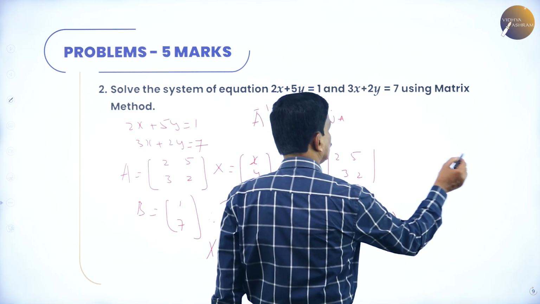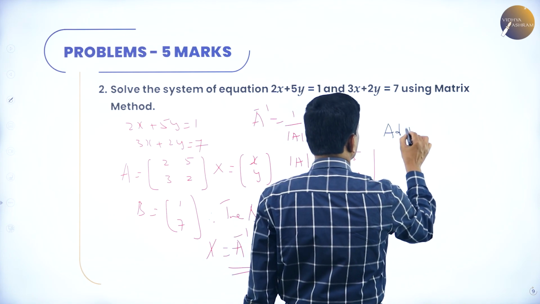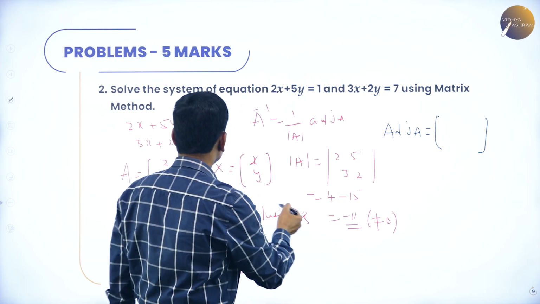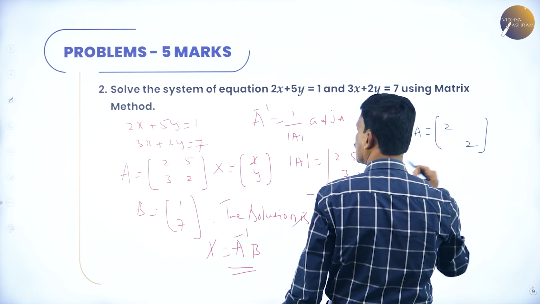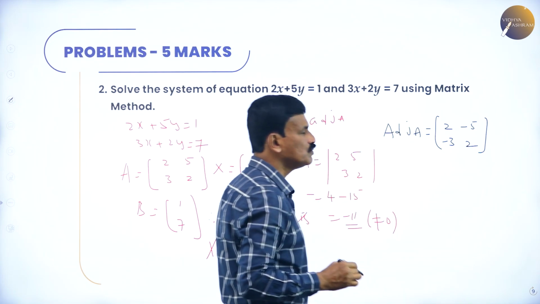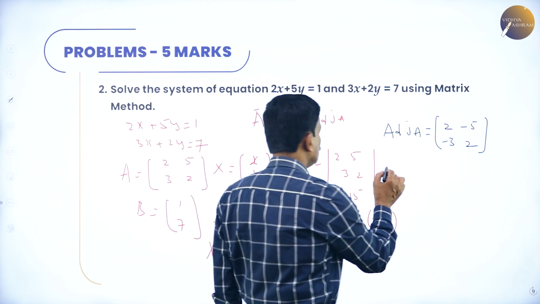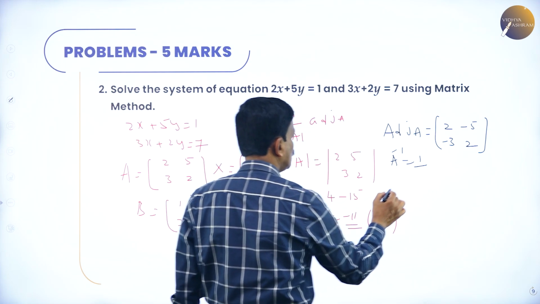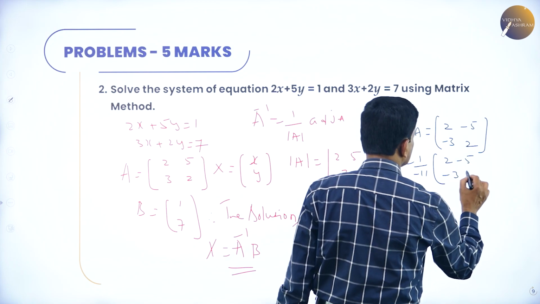Now find out the adjoint for this. Now as I told in the previous problem itself, we can straight away write the adjoint of A by interchanging the diagonals. 2 and 2 remain the same, there is no change, and changing the signs for the secondary diagonal elements, that is 2, minus 5, minus 3, 2 is the adjoint. So therefore A inverse is equal to 1 over determinant A. What is determinant A? Minus 11 into adjoint of A, 2, minus 5, minus 3 and 2.